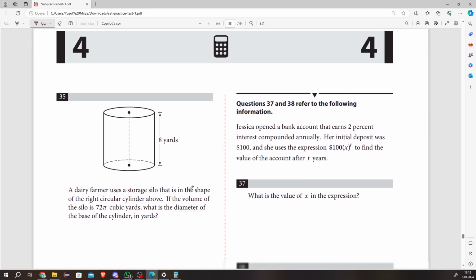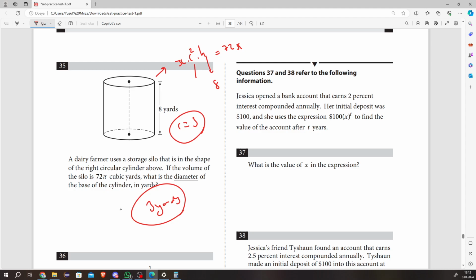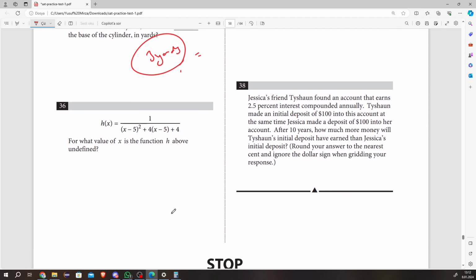The volume of a circular cylinder is pi multiplied by r to the power of 2 and h is 8, and we are looking for 72, and so the radius should be 3 yards. If the base is the radius and the diameter is 3 yards, you can also find the area that the question wants.